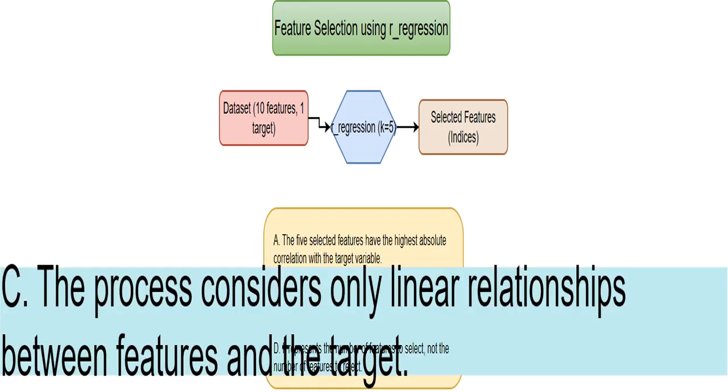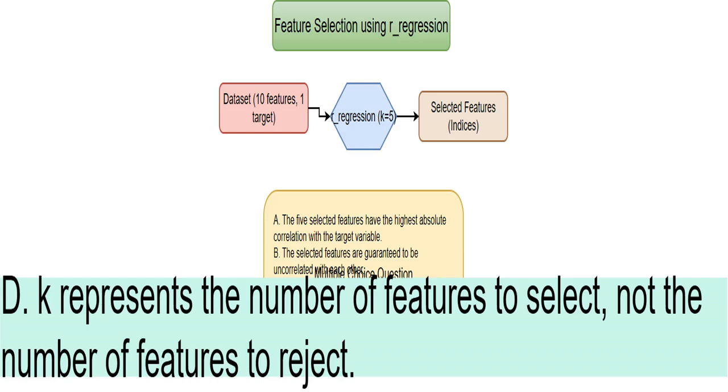R_regression only considers linear relationships. This means it only finds relationships that look like a straight line on a graph. It won't detect curved or other complex relationships. The k in r_regression, k equals 5 in this case, tells how many features to keep, not how many to throw away.